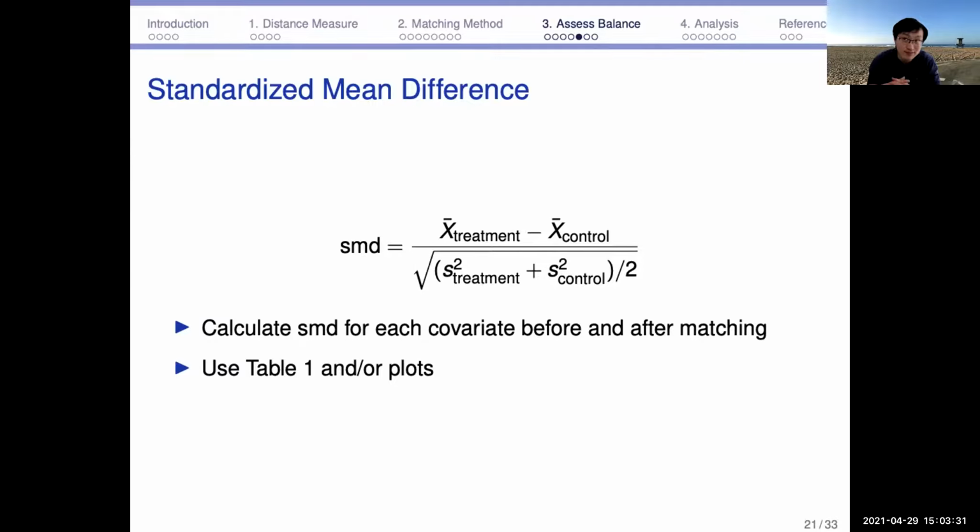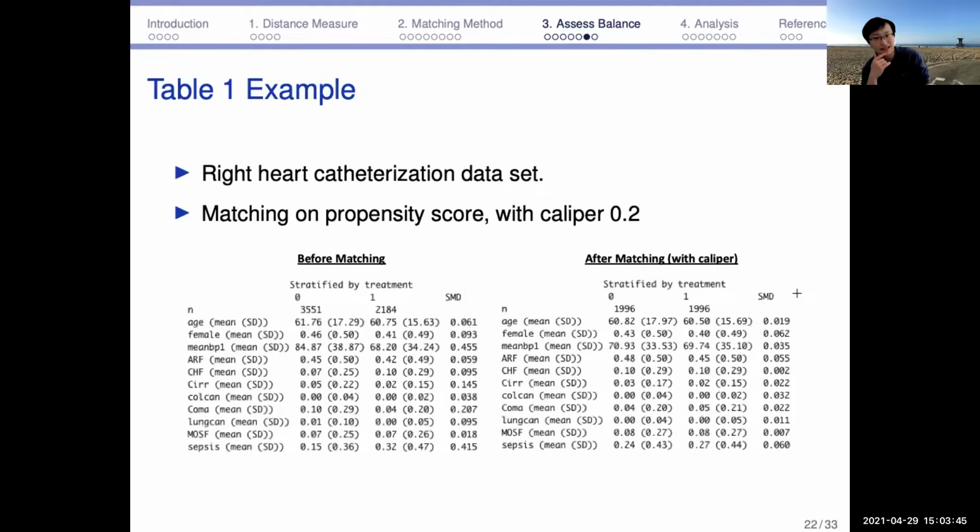As we said previously, you can use table 1 or you can do plots to explore the value of the standardized mean difference for each covariate. So this is a table 1 example. This is the right heart catheterization dataset that we've seen when talking about marginal structural models. So here's the result. This is the table 1 before matching. This is the control group. This is the treated group. These are all the covariates.